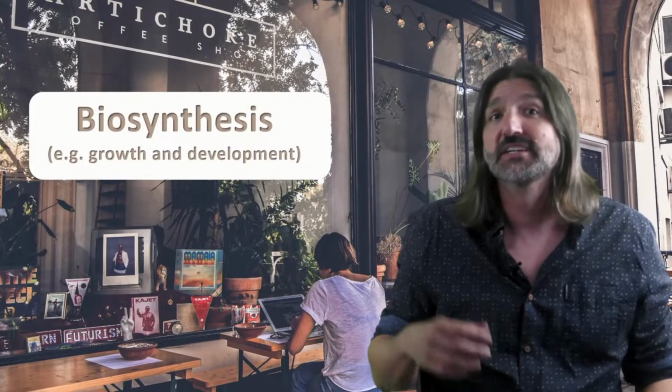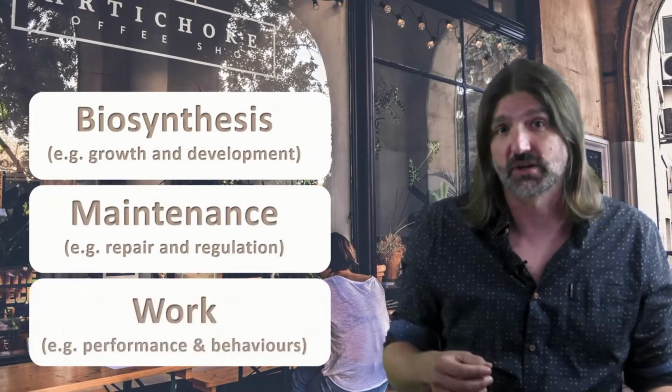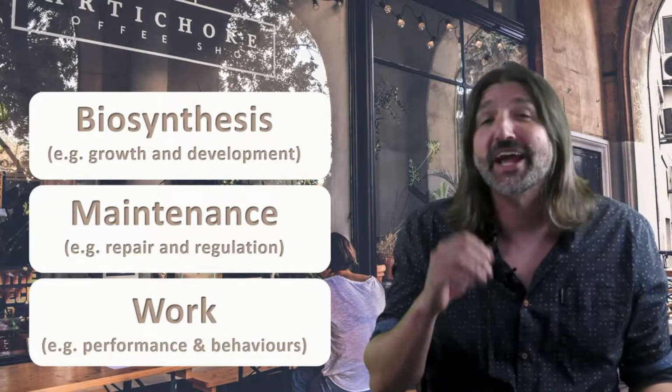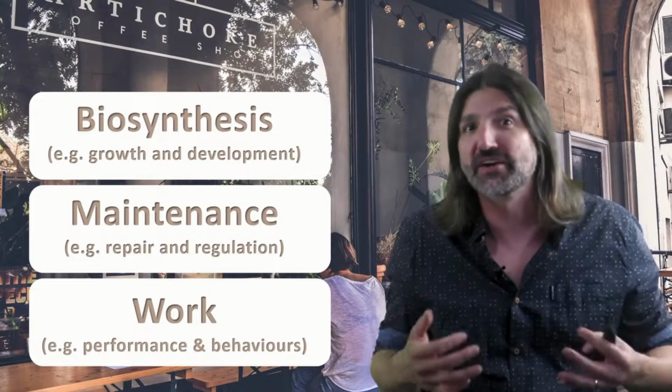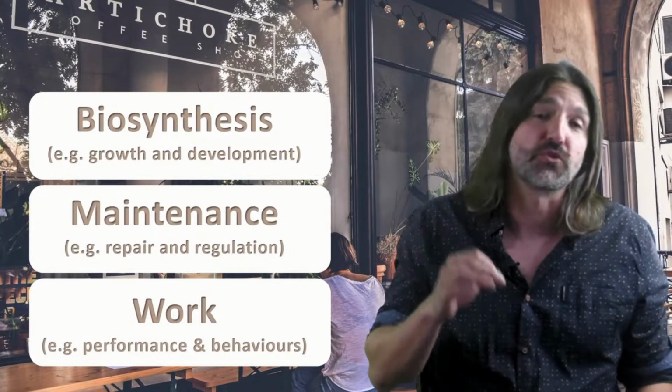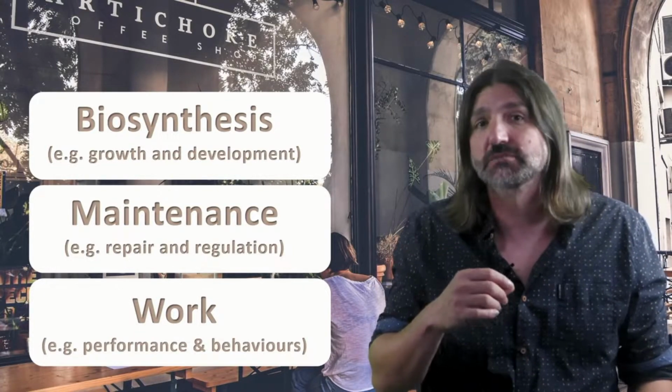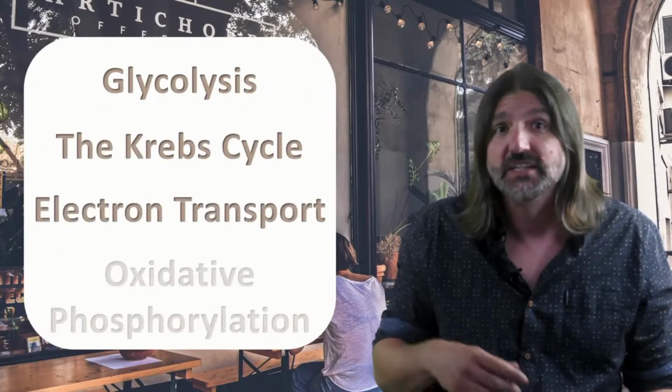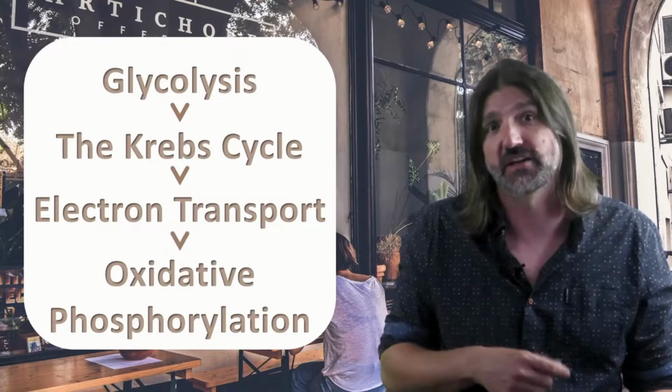As I mentioned, the process of metabolism takes chemical energy collected from the environment and uses it for biosynthesis, maintenance, and external work. But of course, the food that animals eat doesn't just magically appear as energy in the system. It's created through aerobic catabolism in 4 separate steps: glycolysis, the Krebs cycle, electron transport, and oxidative phosphorylation.